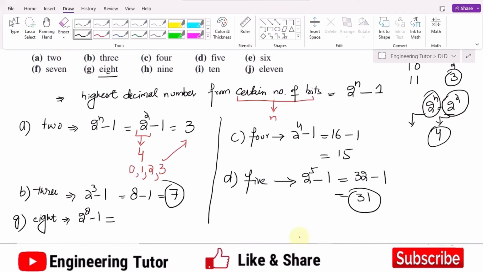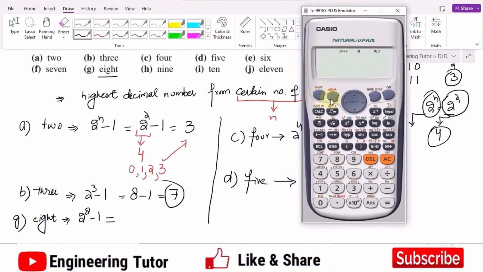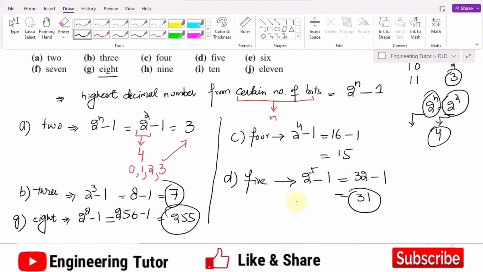Okay, so how much will it be? Let me use the calculator here. Okay, 2 raised to power 8. So 256 total numbers can be represented by 8 bits, while the highest number here will be 256 minus 1, and it will be 255. Okay, so the highest decimal number here will be 255.